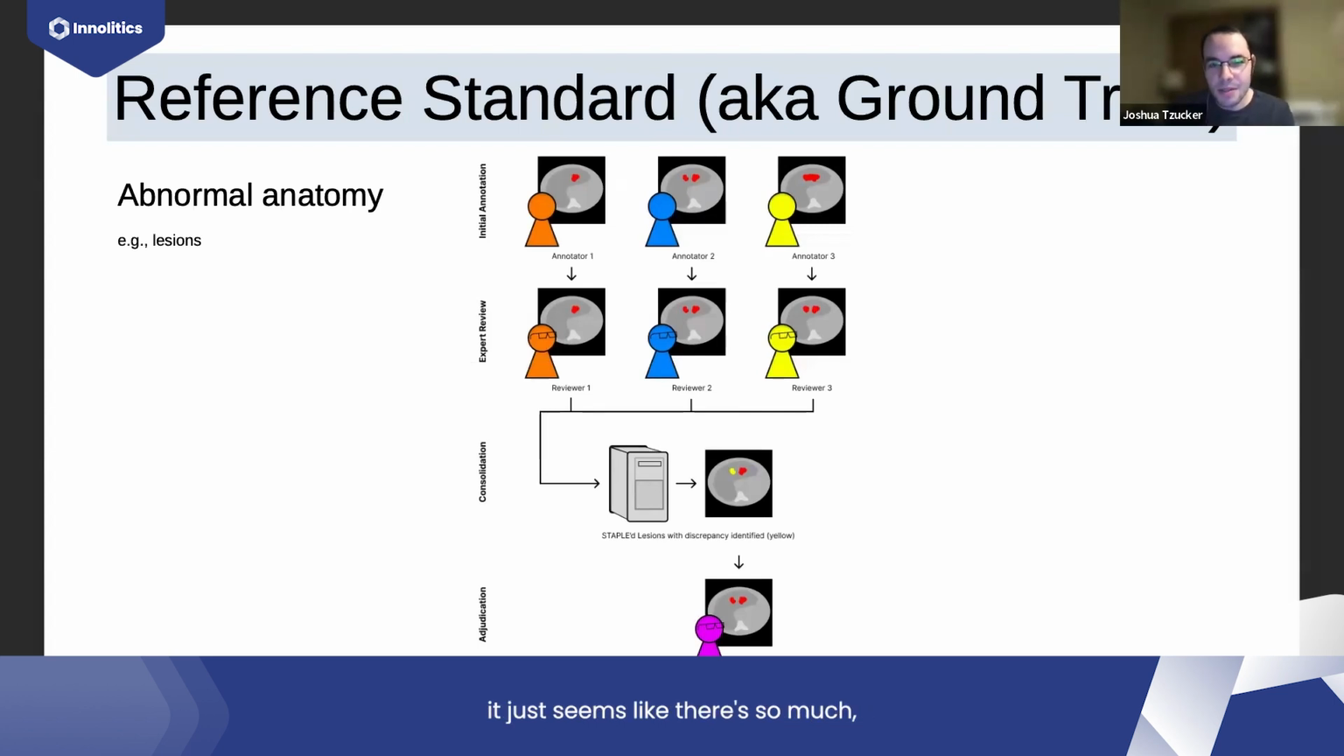It just seems like there are so many variables. Even something like, was the traffic bad on the way in to perform the reads? That could affect people's mindset and stuff.